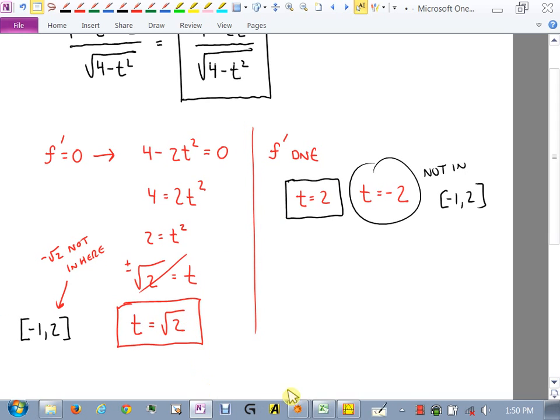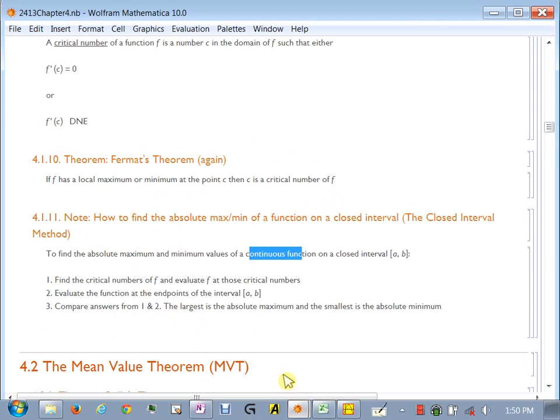All right, so going back to the closed interval method, to find the absolute maximum values of a continuous function on a closed interval, we find the critical numbers and evaluate f at those critical numbers. So I need to evaluate the original function at those points, then evaluate the original function at the endpoints, compare the answers. The biggest one I have is the max, the smallest is the min.